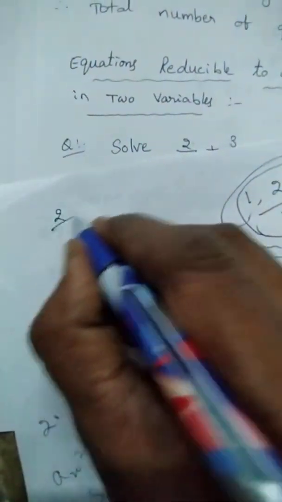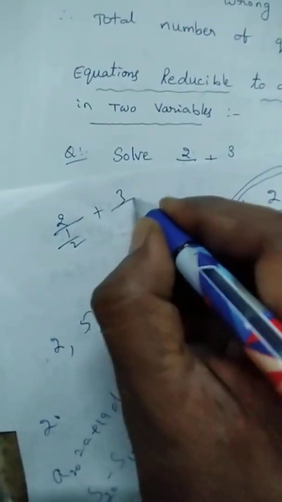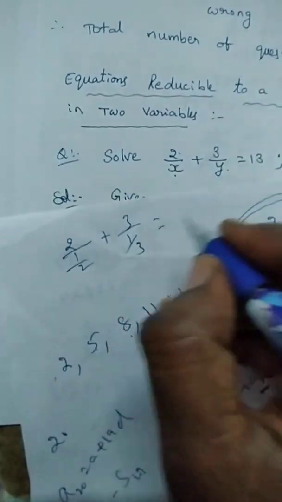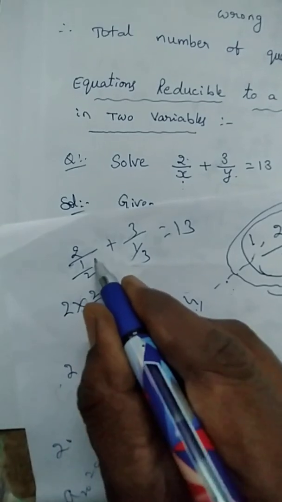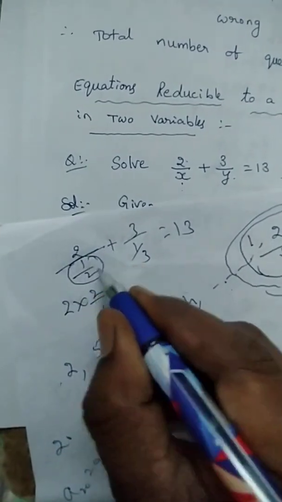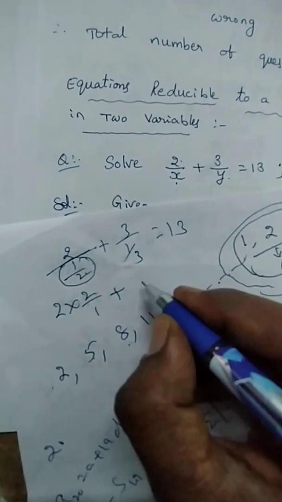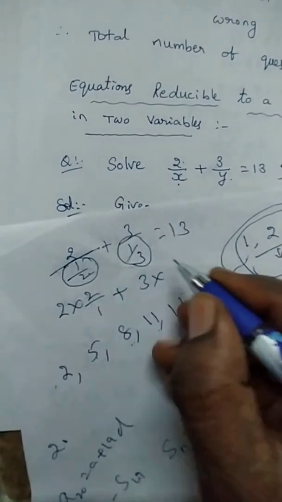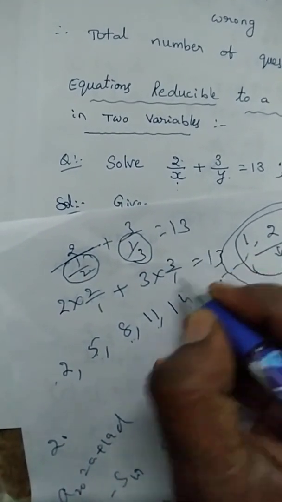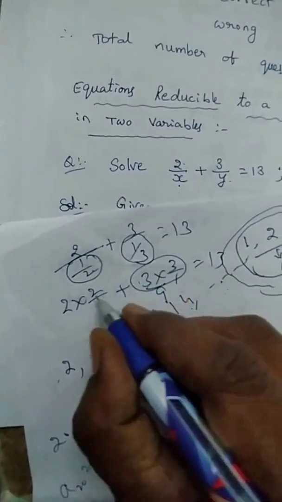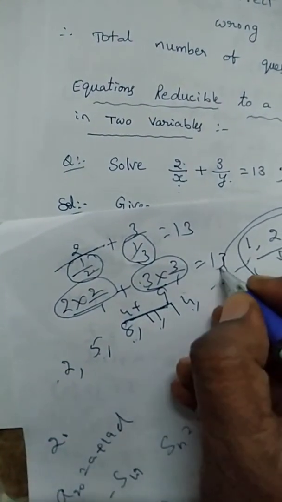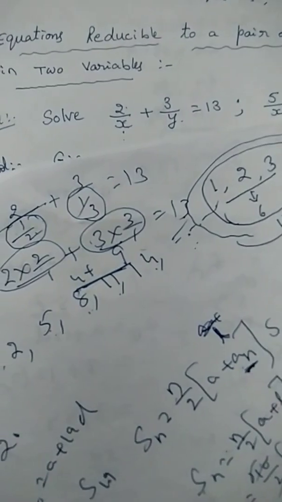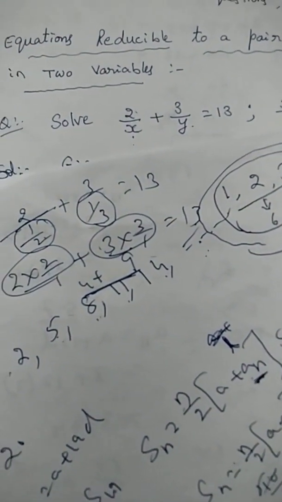Clear? What is that? 2 by x means 2 by 1 by 2 plus 3 by 1 by 3, that is equal to 13. So 2 by 1 by 2 means 2 into 2 by 1. Already we know that 1 by 2 is changed as 2 by 1, plus 3 into, changed as 3 by 1, that is equal to 13. 3 3s are 9. 2 2s are 4. 4 plus 9, what's the answer for that? 13. Yes, it is satisfied. Okay, it is satisfied. So the answer is right.